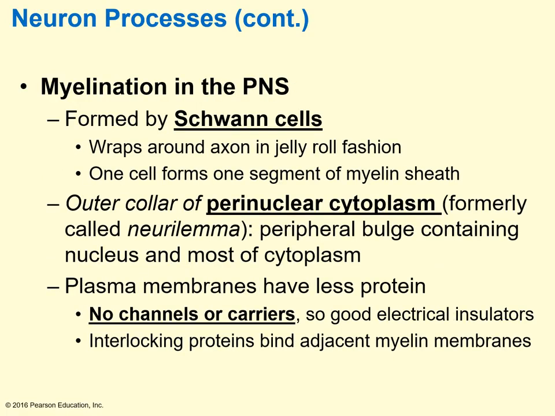So that myelination, as I mentioned earlier, is made or formed by the Schwann cells. They're going to wrap around that axon. Now, one cell forms a little segment. It's not going to cover the whole thing. So the entire length of the axon is going to have multiple Schwann cells wrapped around it.